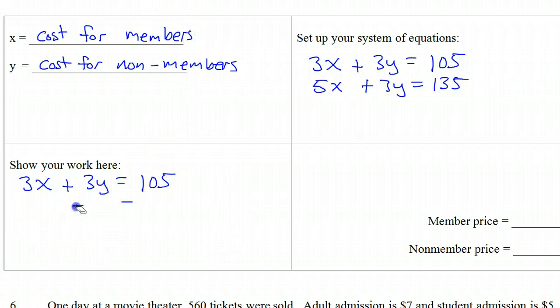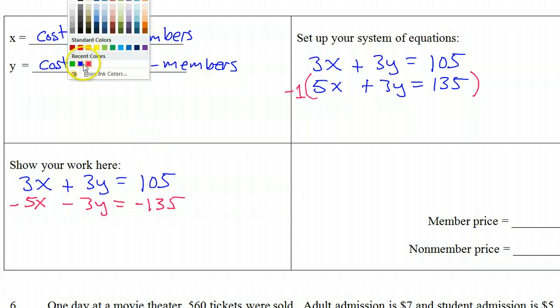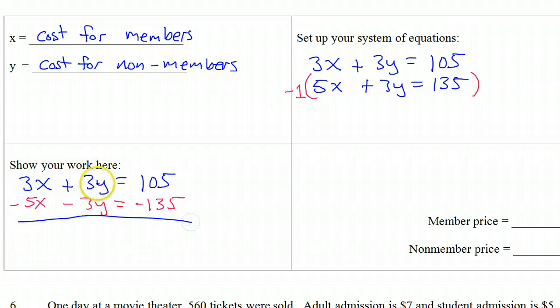All right, say if I multiply this bottom equation by -1. My goal is to make the y's opposite, okay? If I multiply everything here by -1, then I'm going to get -5x minus 3y is equal to -135. All right, I just made everything negative. But the point of doing that was now the y's are opposites and they will cancel. So that will leave me with -2x equals -30.